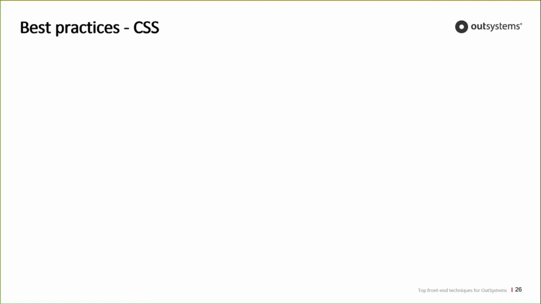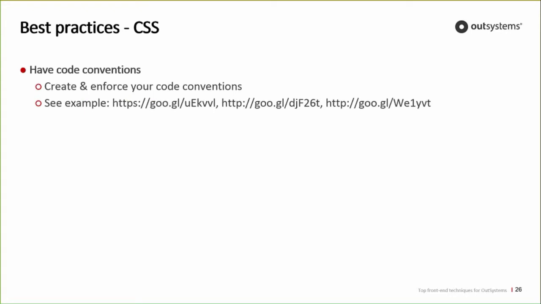So the first rule, or the first best practice that we'd like to recommend, is to have a code convention. And this will make the difference. First of all, you should create and enforce it, because it will enable you to control and make sure that your CSS is according to what you expect. Meaning, independently from who is working on the CSS, the end result will be the same, with the same style and the same characteristics. You can see some examples of how you can define your conventions, and I invite you to explore this and adapt to your own conventions, but do have some.